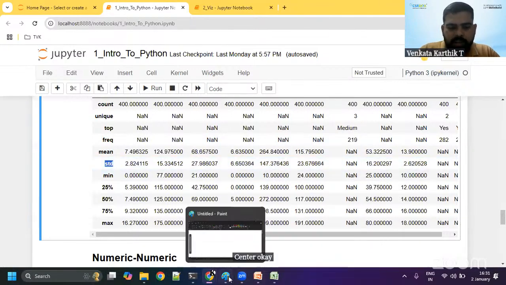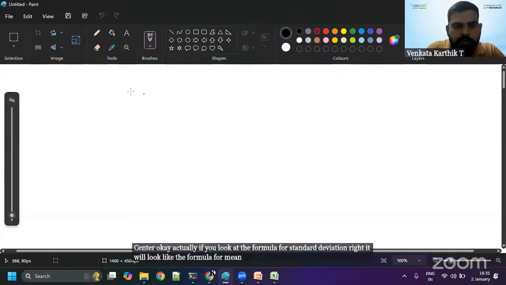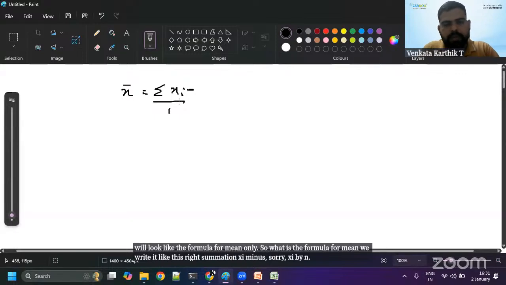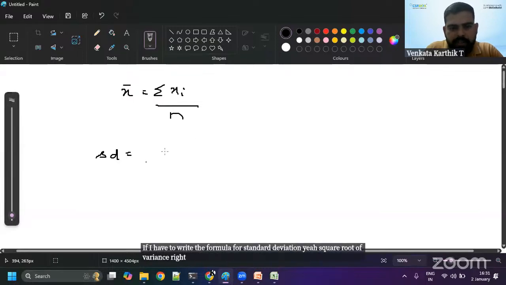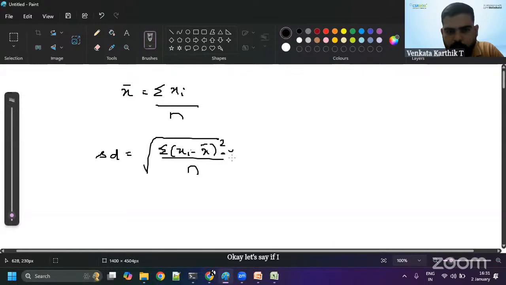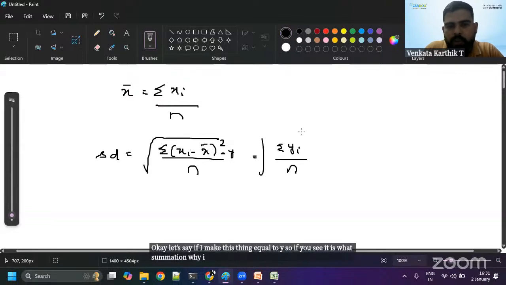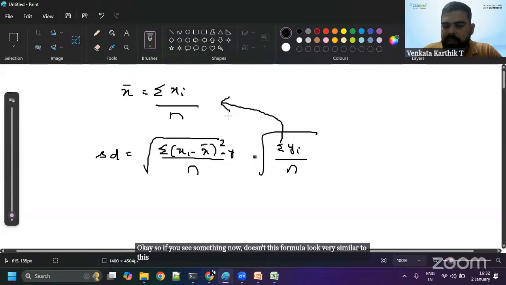Actually, if you look at the formula for standard deviation, it will look like the formula for mean only. So, what is the formula for mean? We write it like this, right? Summation xi by n. Okay, if I have to write the formula for standard deviation, it is the square root of variance, right? So if I put it like this, summation of (xi minus x bar) the whole square, by n. Let's say if I make this thing equal to yi. So if you see, it is summation yi by n, square root of that. So if you see now, doesn't this formula look very similar to this? It's very close to that, right?